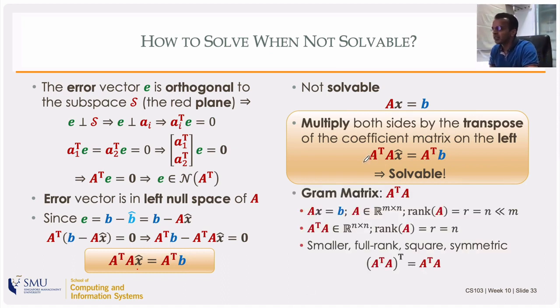If you stare at it a little bit, you can see that this is actually what we call the gram matrix, and in our case we had many more rows than columns, and the rank was n.